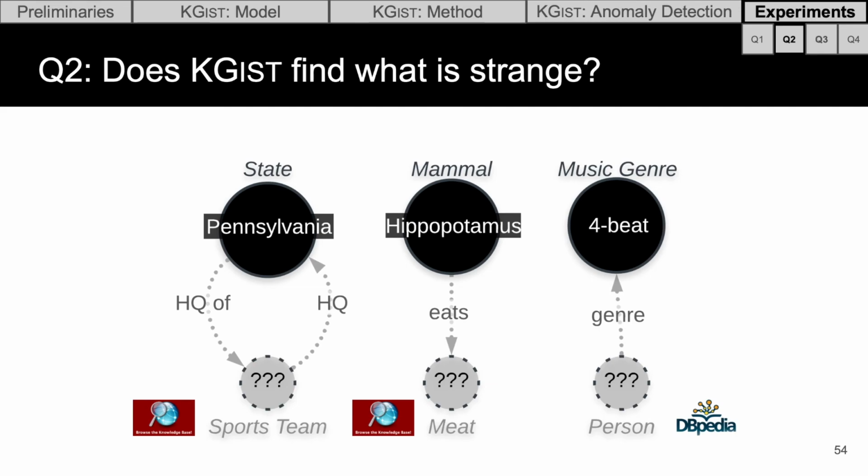Not only can we accurately identify anomalies, but we can also reason about why something is anomalous. For example, the node Pennsylvania in NEL was identified as anomalous, in part because it was an exception to the rule that states are the headquarters of sports teams. So in NEL, Pennsylvania didn't have any sports teams listed, which is false, or it's missing information, because Pennsylvania has plenty of sports teams, like the Pittsburgh Steelers and the Philadelphia Eagles.